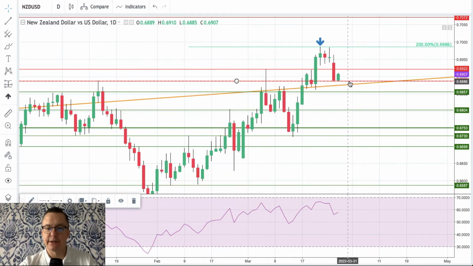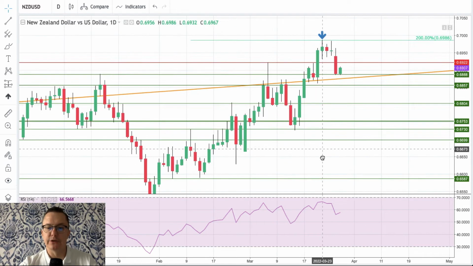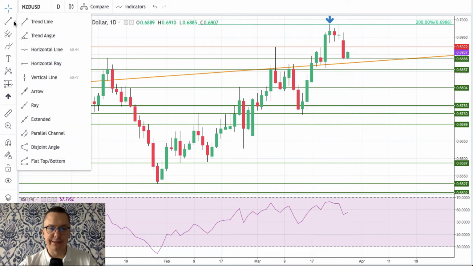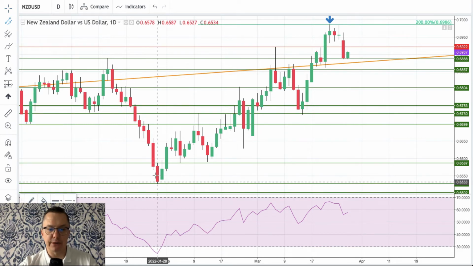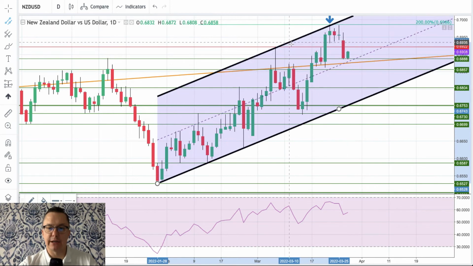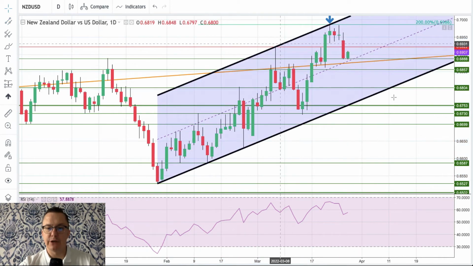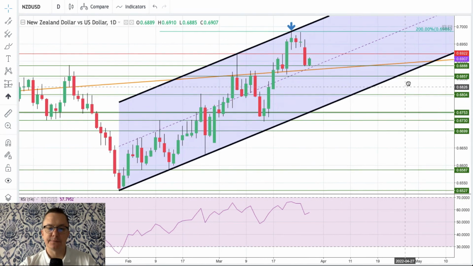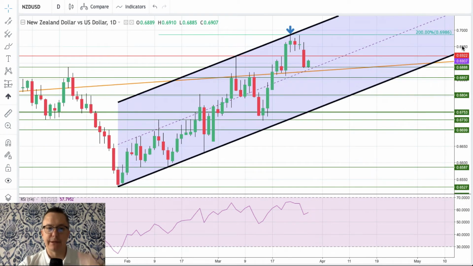So this is still technical support. Let me just change the colors of this level so no one is confused. And it looks like we are moving inside of the parallel channel, which is apparently drawn just like maybe something like this. It looks perfect. One hit here, the second hit here. We got two hits here, so it looks like it's a correct channel for this market. So we can see this market moving higher in the near future. So that was the New Zealand dollar to Australian dollar.